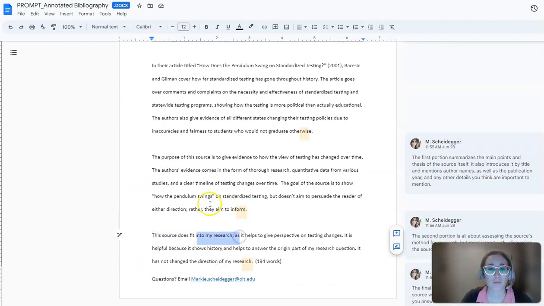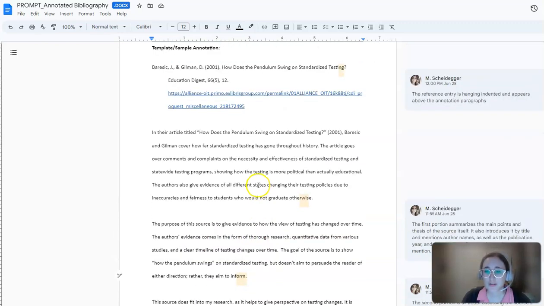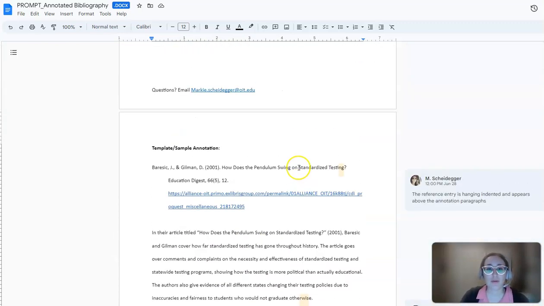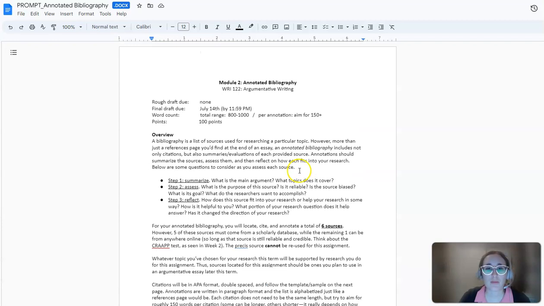And you're totally welcome to use first person. Okay, so anyway, that's the annotated bibliography. Please look through the prompt on your own and email me if you have any questions. Take a look at the sample. This one's due July 14th.